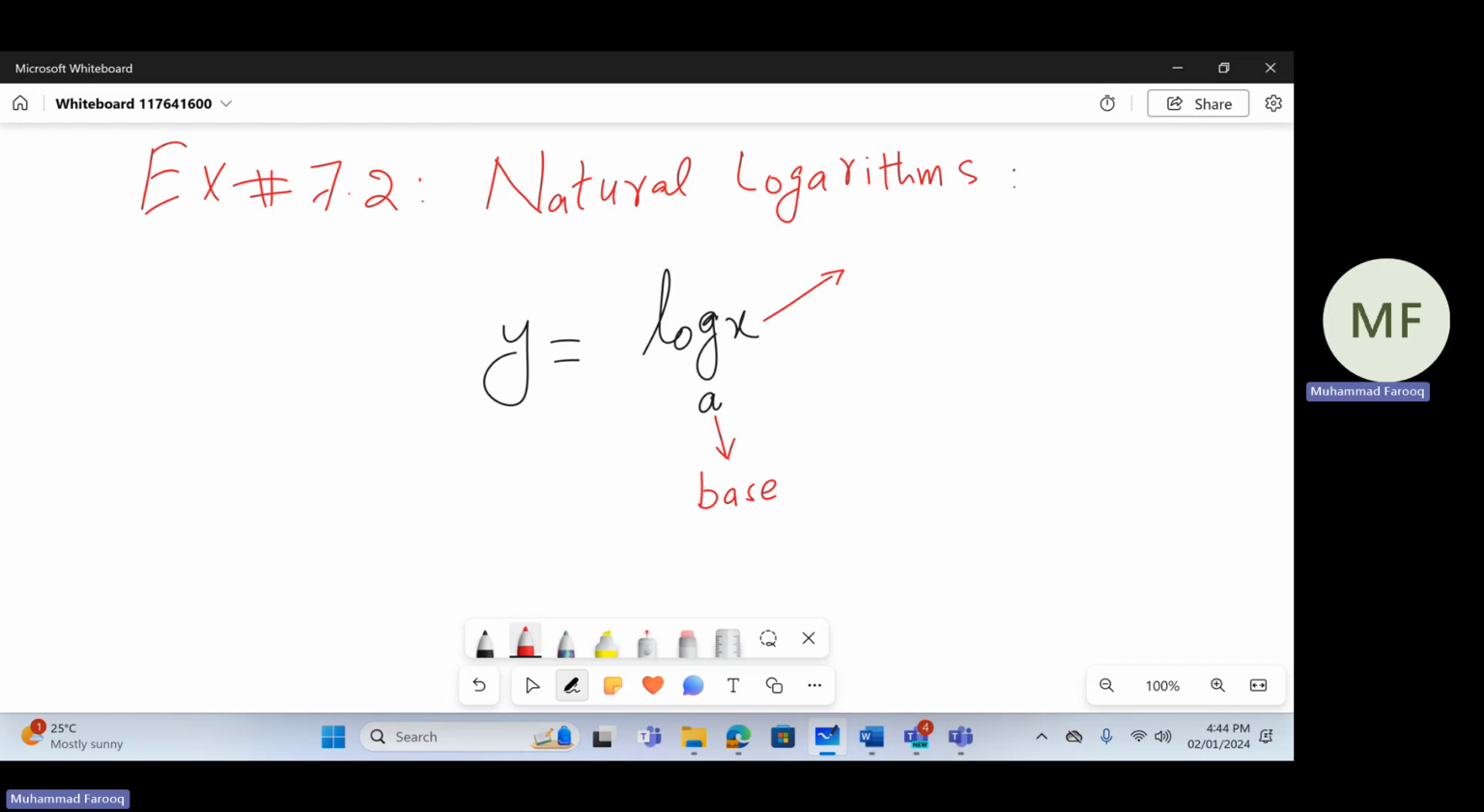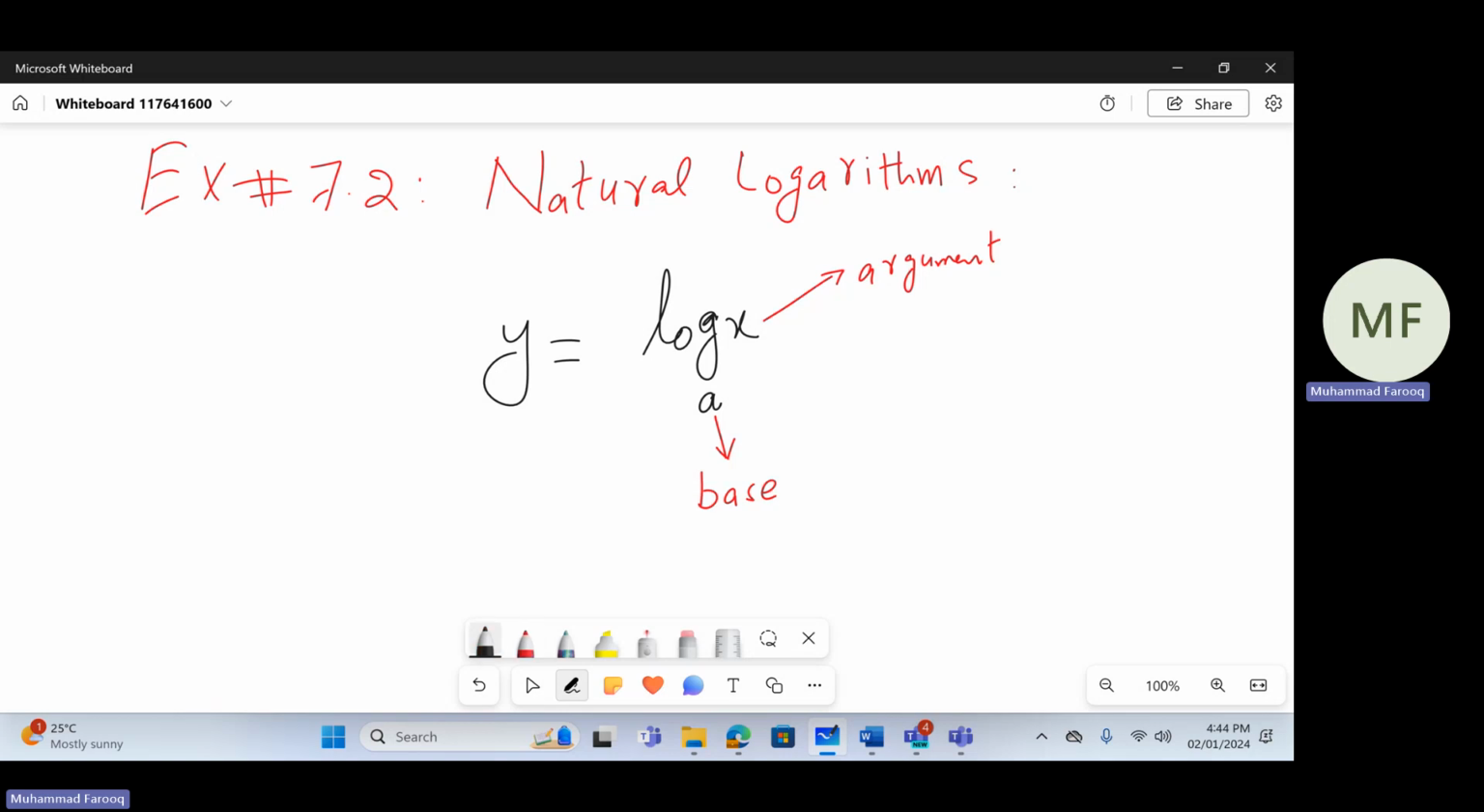Please note down: every log function has two components, base and argument. Whether it is natural log or common log, every log function has two components, base and argument. Without that, it's not complete, please. Clear?